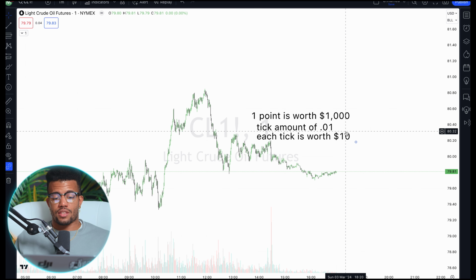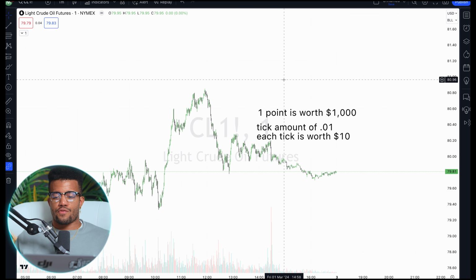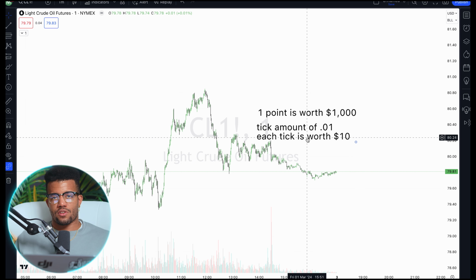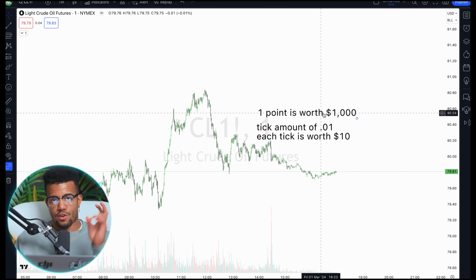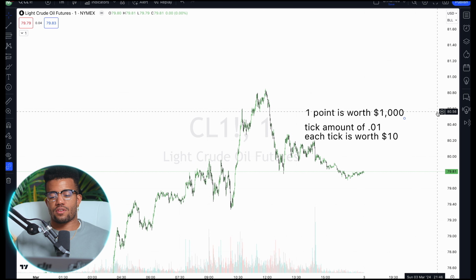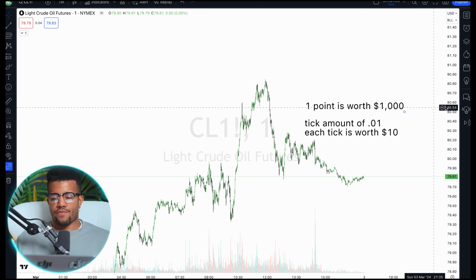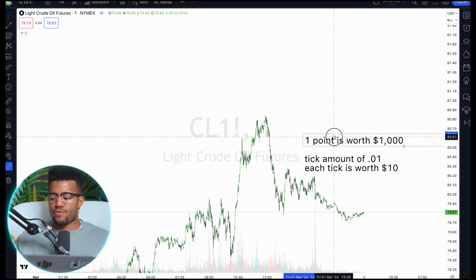It's a lot of leverage there, okay? So if you were to trade 10 of these, 1 point is worth $1,000 and vice versa. The dollar change in the index is much slower. So CL is a very, very high leverage futures asset.